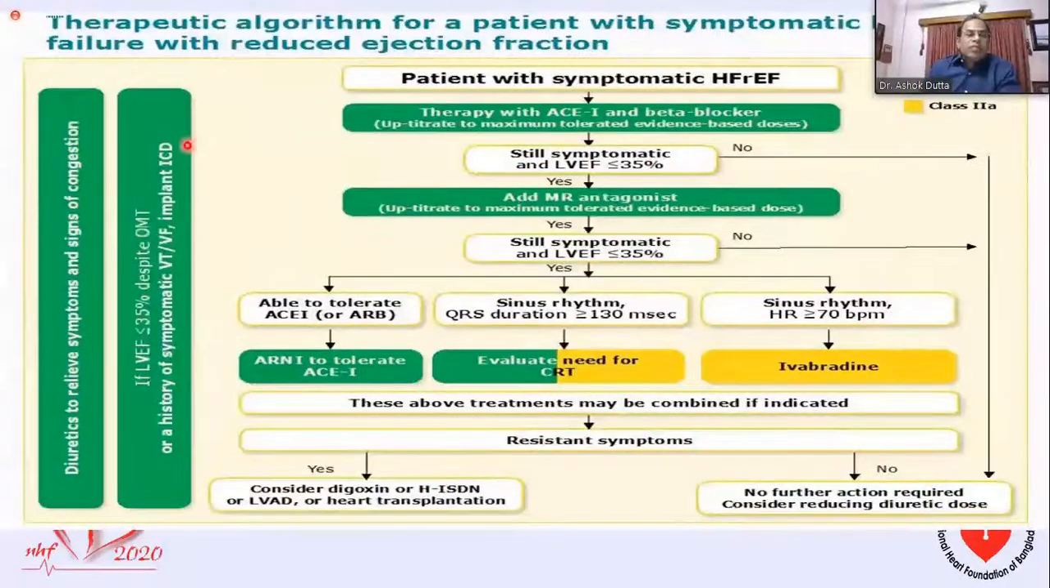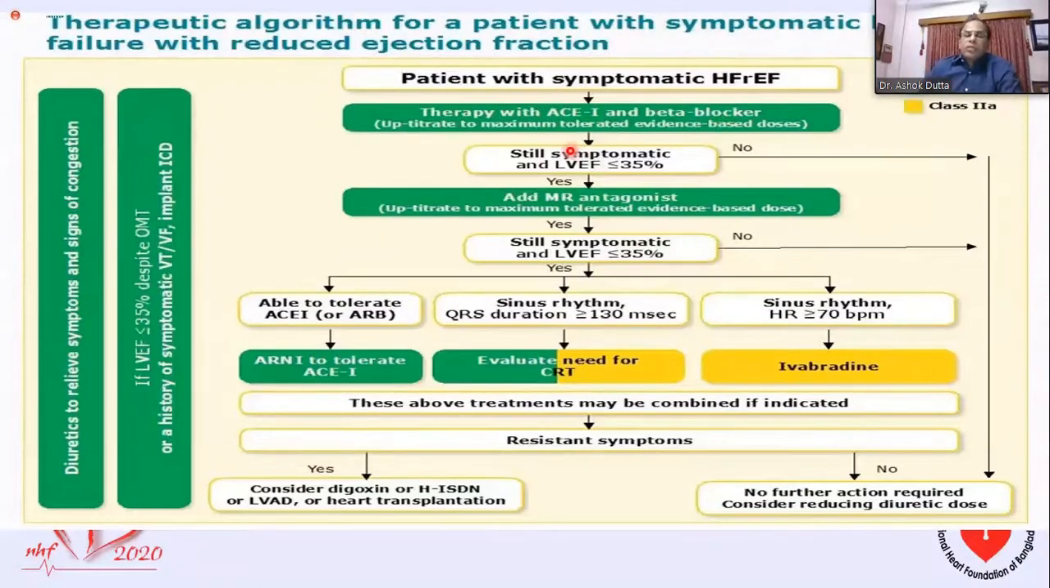So this is the simplified way, ESC guideline 2016. First thing, if the patient has any signs and symptoms of heart failure and signs and symptoms of congestion, they should be started with diuretics, either loop diuretics or thiazide diuretics. The second approach is ACE inhibitor and beta blocker. ACE inhibitor is the earlier choice than the beta blocker.